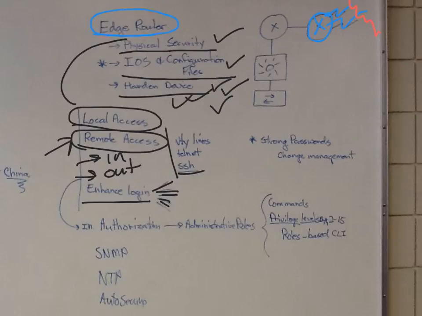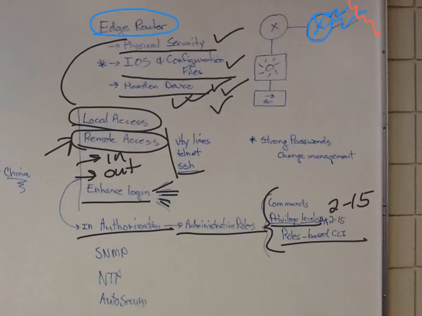And so then we talked about authorization, administrative roles, and the students worked on role-based command line interface. Talked about the privilege levels, 2 to 15. Actually, you configure 2 to 14. You can configure those with certain commands and so forth. We mentioned strong passwords and how important they are.